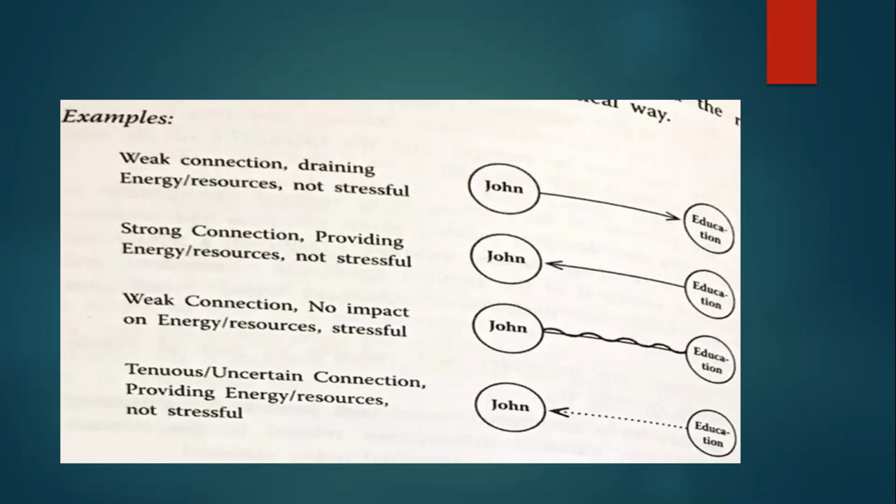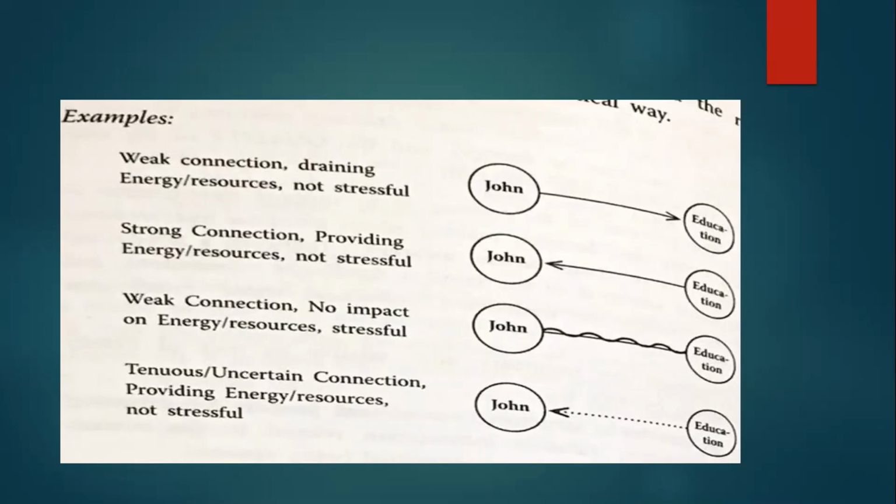While the system, education, on the other side pointing to John, represents a strong connection, providing energy and resources or not stressful. Now, as stated earlier, if you have curvy lines, the system represents primarily a weak connection. It can have no impact on energy resources or it can be stressful.